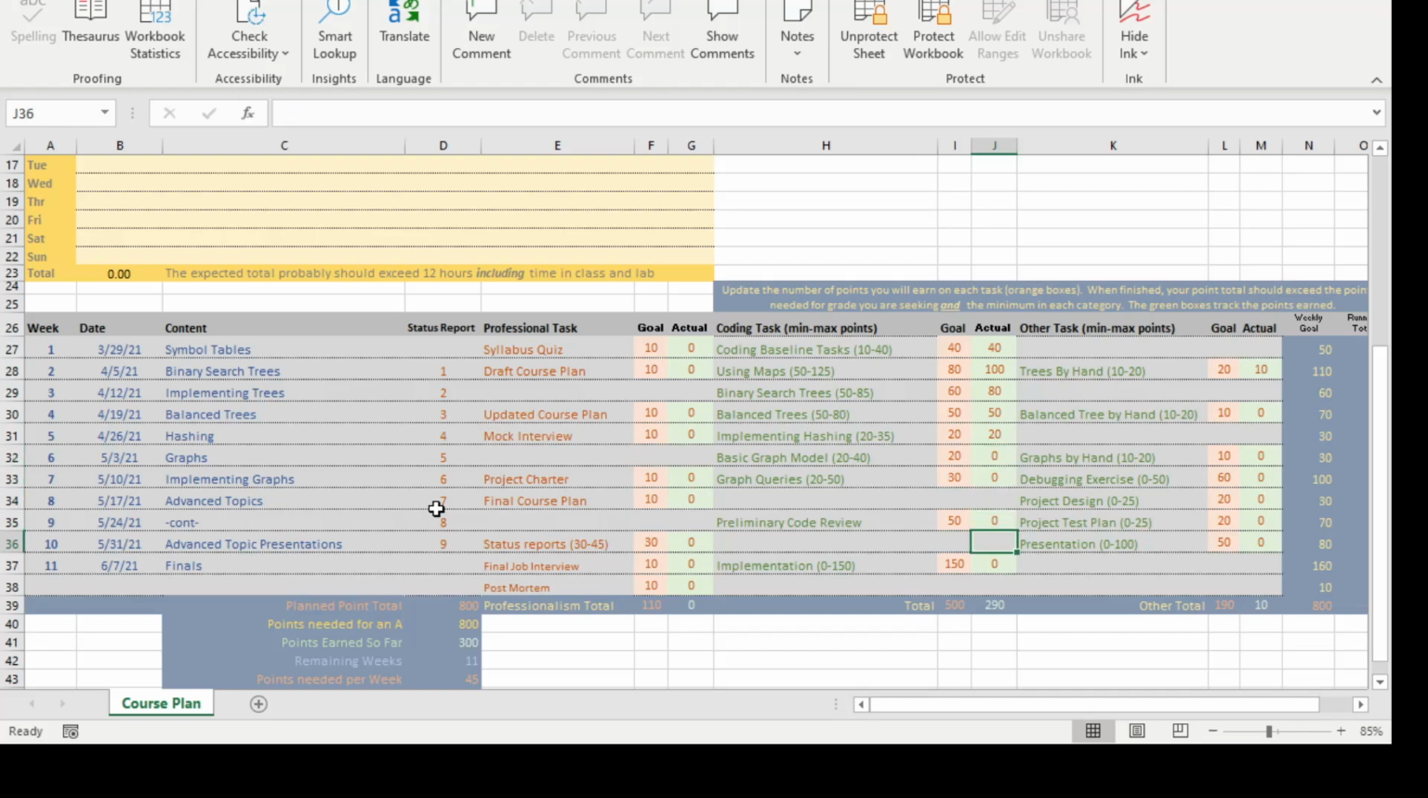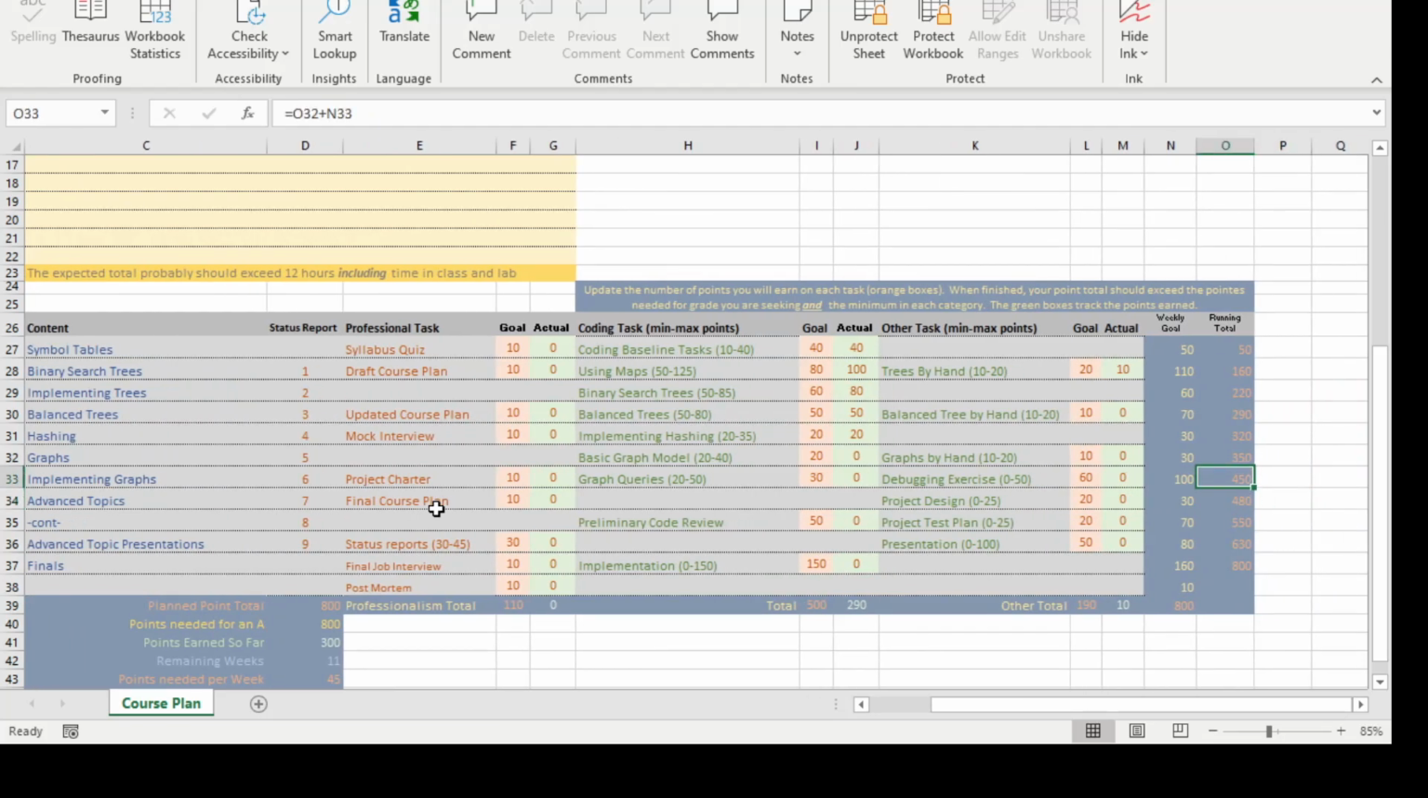Well, part of that's because in this class there are so many points that are back-ended. The last couple of weeks there's 200 points there. So really, if I'm starting this final course plan week, I should be hoping for about 450 points. So yeah, let's say I did trees by hand. I got all 20 points there, and I got 20 points here. And let's see, where's the final course plan? Oh yeah, I did the debugging exercise, and I got all of those points.